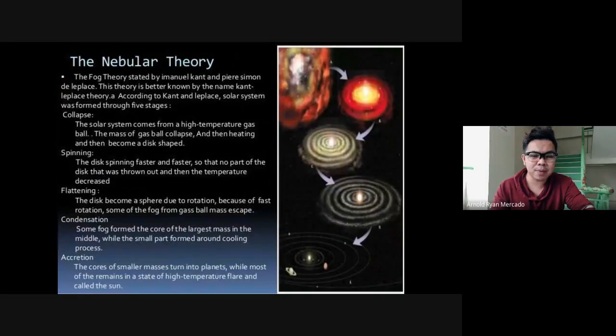Yun nga, sometimes tinawag din itong fog theory kasi nga po may fog na isang fog siya na punong-puno ng mga energy. So ito ay according kay Immanuel Kant. And nagkaroon ng collapsion, ng spinning, then flattening. Then after flattening, nag-condense, then accretion. So yun yung stages ng nebular theory.